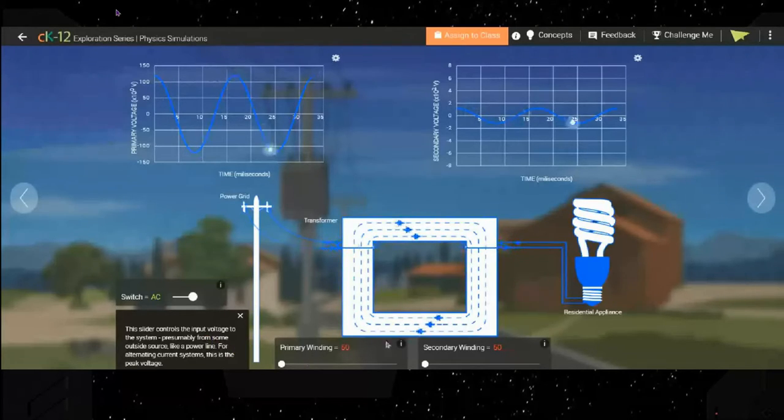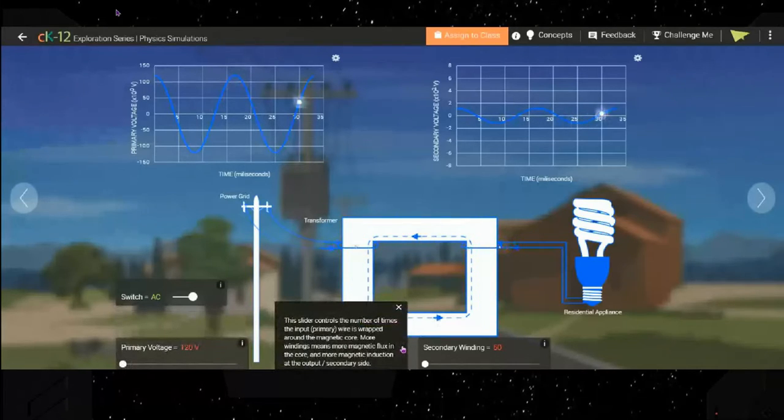The next one is primary winding. This is the one that controls the number of times the input primary wire is wrapped around the magnetic core. More winding means more magnetic flux in the core and more magnetic induction at the output secondary side.